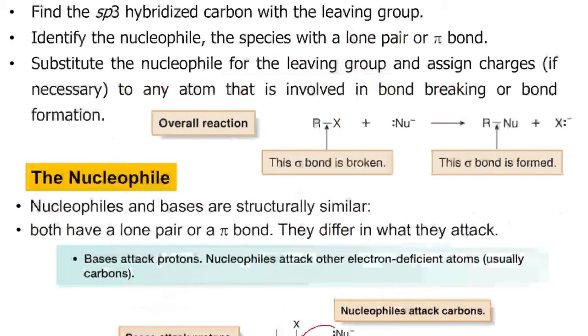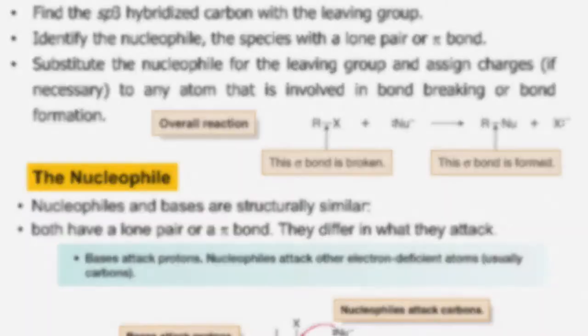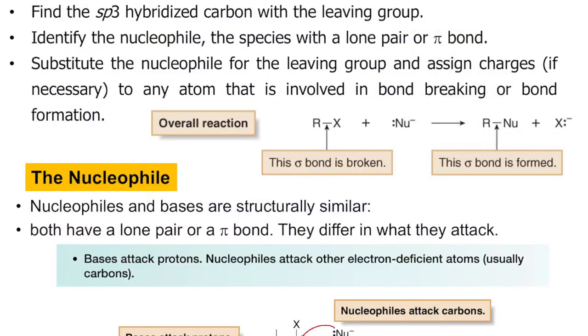To draw any kind of reaction like that, we need a substitution mechanism. In a substitution mechanism, we usually have a back attack. I'm not going to go into the detail of E1 and E2, SN1 and SN2, because it is difficult for everyone, and you are pharmacists, you don't need it.